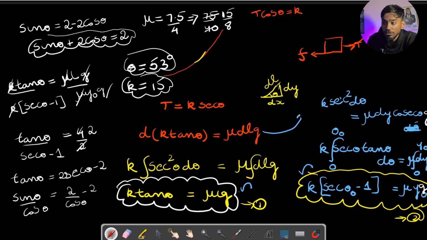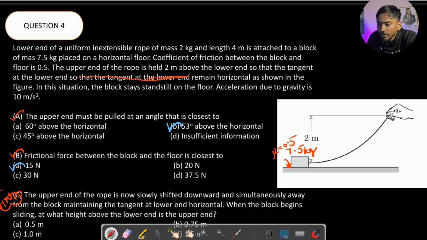Let's see. You can also do option verification. If I take theta is equal to 53, what happens here? Sin 53 is 4 by 5, plus 2 times cos 53, which is 3 by 5. So if I do this, 10 by 5, that is 2. Verified. So the angle should be 53 of course. So option verification can be one of the methods. But if they are asking you for an angle theta in numericals, you need to solve it. So the friction force between the block and the floor is closest to 15 Newton.